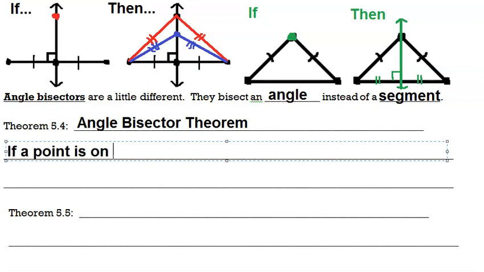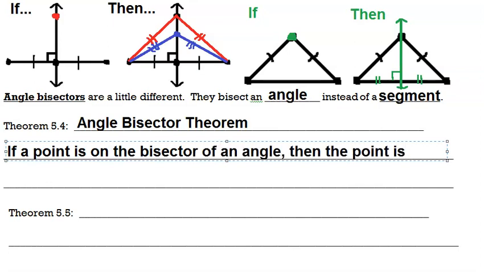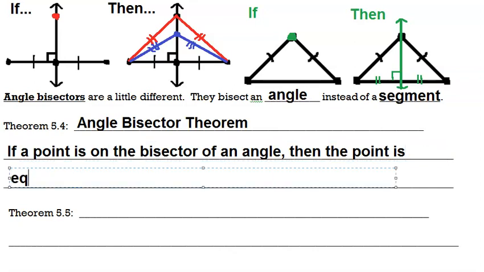If a point is on the bisector of an angle, then the point is equidistant from the sides of the angle.